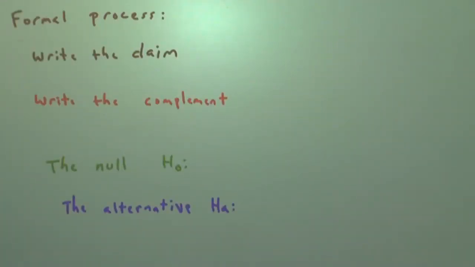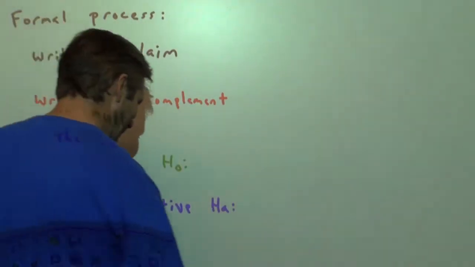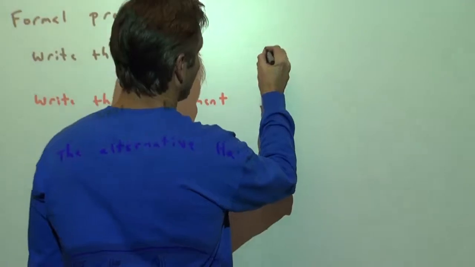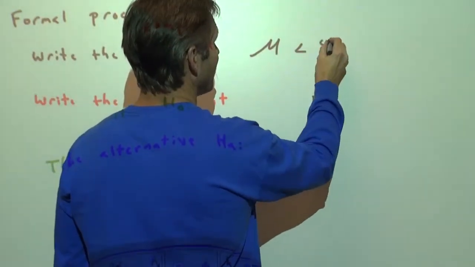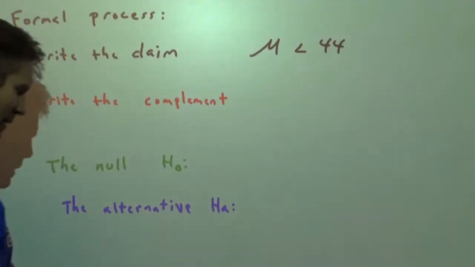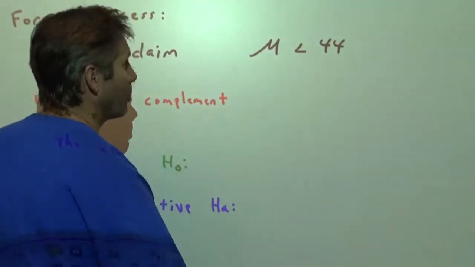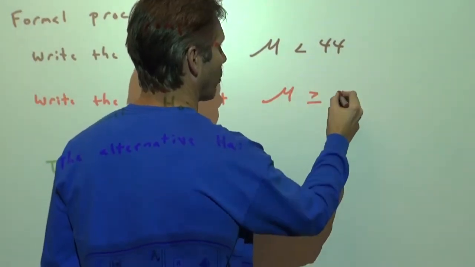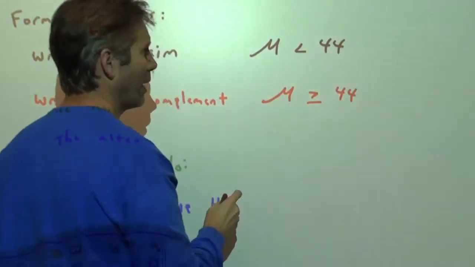Well, let's get more formal with it. We're going to write the claim down. So the claim was, somebody said, well, the new mean would be less than 44. Then we're going to write down the complement of that. So the complement of that would be, if that's not true, what is true? And it would be that the mean is greater than or equal to 44.